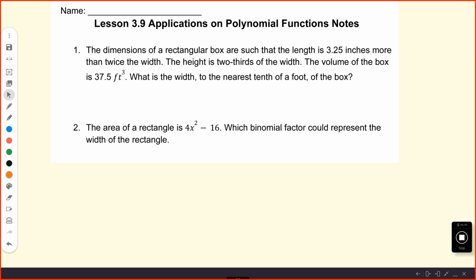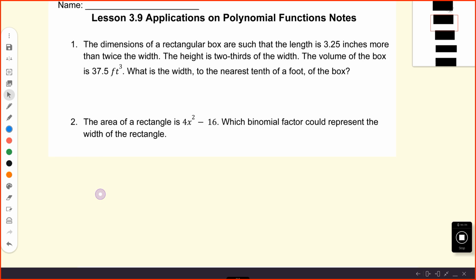Now, I want anyone to read the problem so we can understand the problem. Okay, Ivy. The dimensions of a rectangular box are such that the length is 3.25 inches more than twice the width. The height is 2/3 of the width. The volume of the box is 37.5 feet cubed. What is the width to the nearest tenth of a foot of the box? Okay, nearest tenth of a foot, so 1 decimal place.